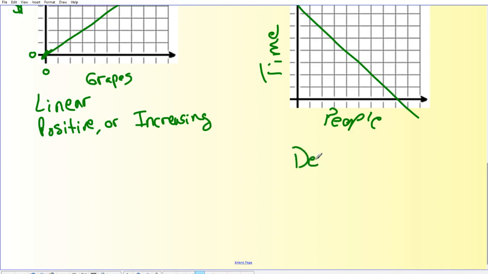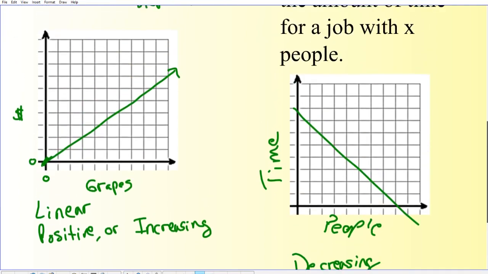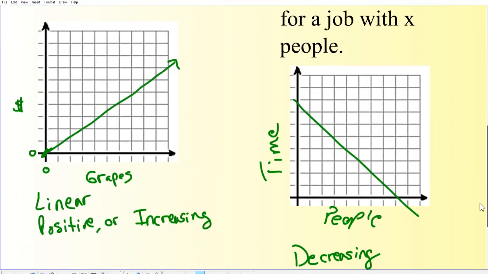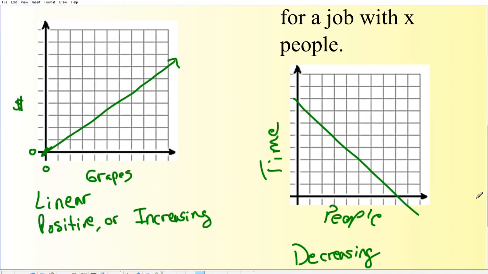Okay, so that is decreasing. Now, we were supposed to tell if it was linear or nonlinear. Well, the line I drew was linear. Do you think it'd always be like that, or do you think it'd be, as a possibility, more like this? Or like this? I'm just thinking of different possible graphs.